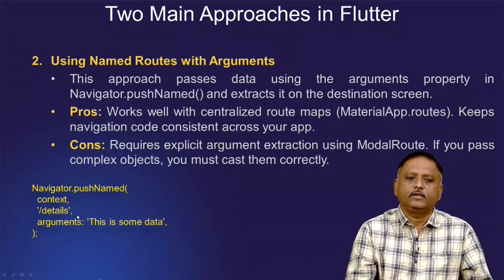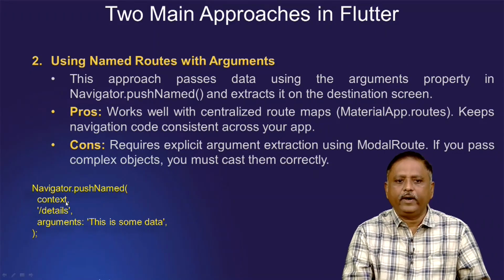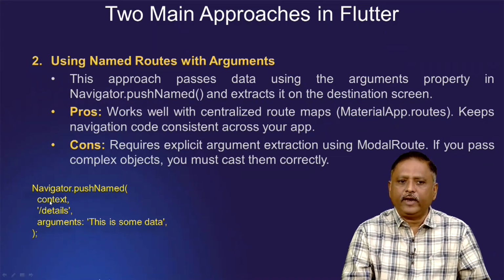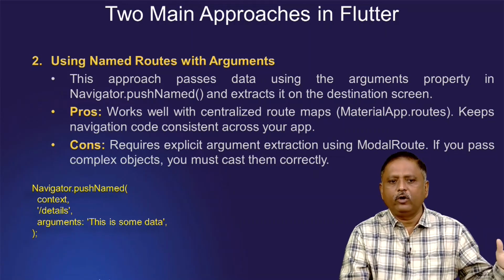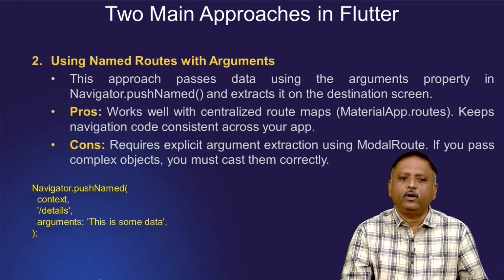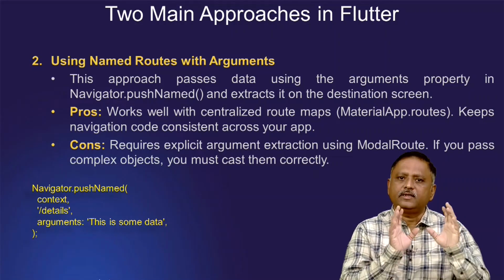So here is how we can pass arguments. We use Navigator.pushNamed. The first argument is always context, the second is the page that we want to navigate to, and the third is the argument, which is some data.